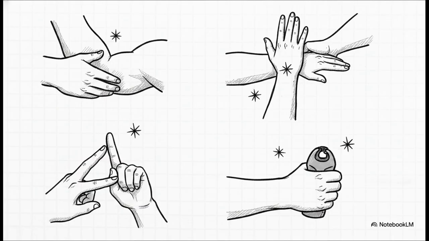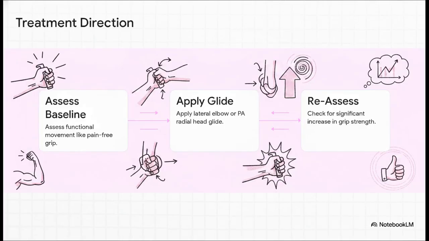Grip testing will also usually reveal a significantly decreased pain-free grip, that flexed or deviated wrist posture we talked about, and they'll struggle to dissociate wrist and finger extension. So the crucial point is figuring out if manual therapy is actually going to work for them. We do this using the treatment direction test, which is an assessment-reassessment technique for mobilization with movement, or MWM.